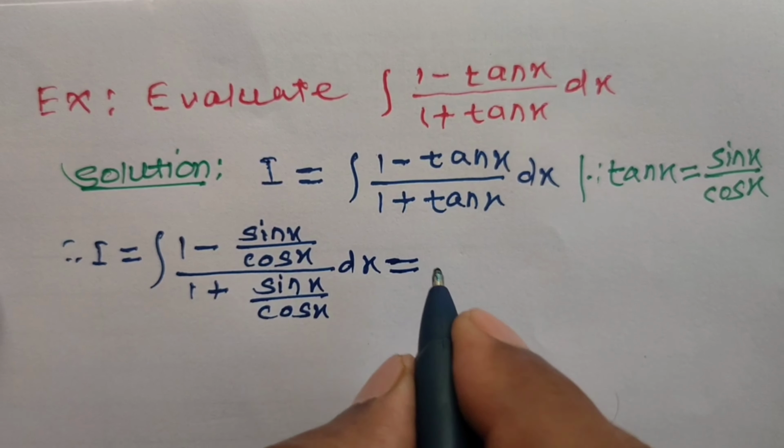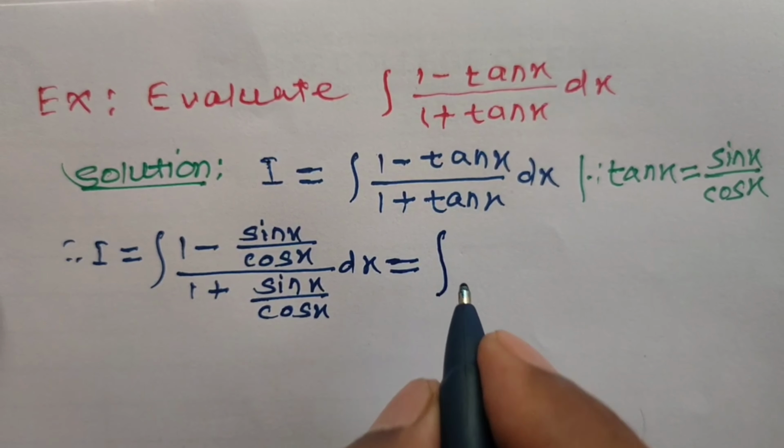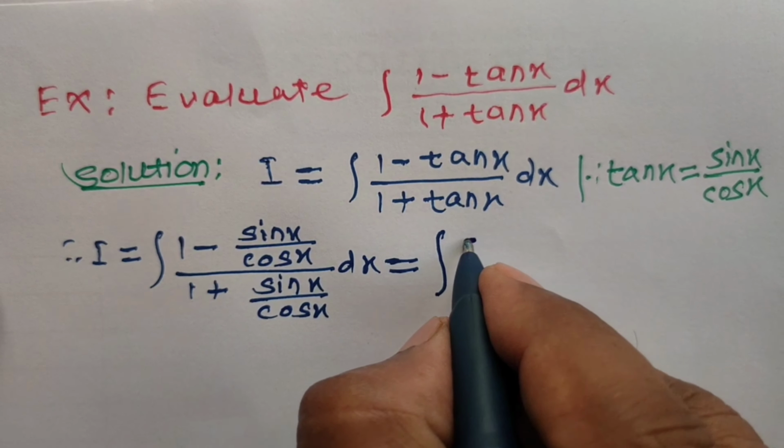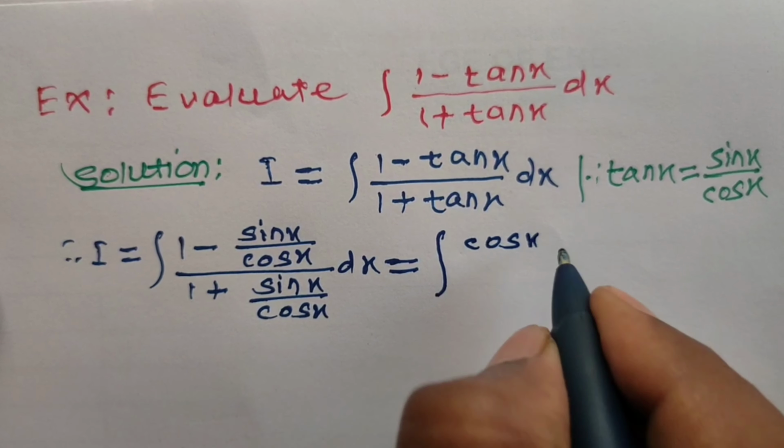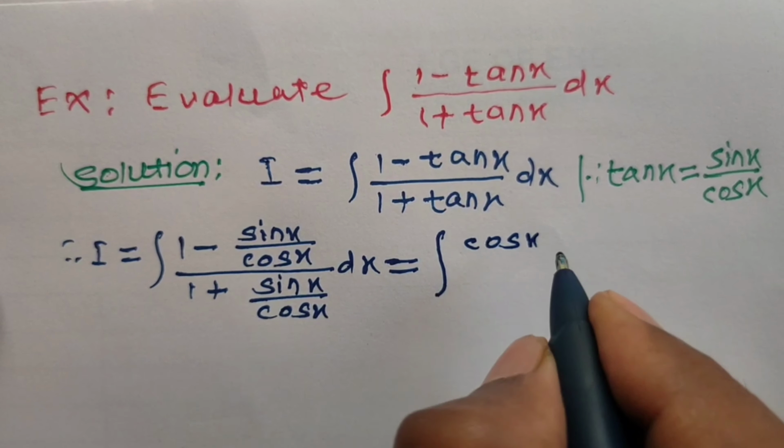Again, simplify numerator and denominator. Cos x into 1 is cos x minus sin x divided by cos x, whole divided by, now this one, cos x plus sin x divided by cos x, integral with respect to x.